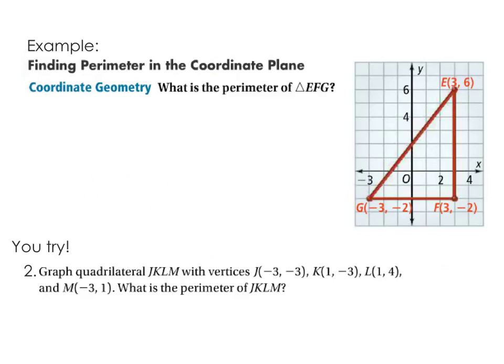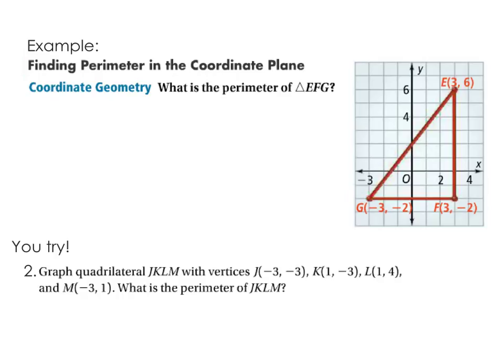This next example deals with our second objective in this concept, which is finding perimeter in the coordinate plane. So our question is, what is the perimeter of triangle? This symbol is a triangle, so that's how we're going to read it. What is the perimeter of triangle EFG? When we talk about triangles, we name them by their vertices. So the vertices, the points, EFG.